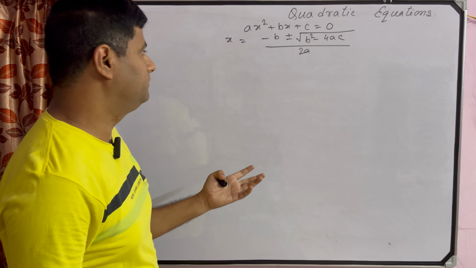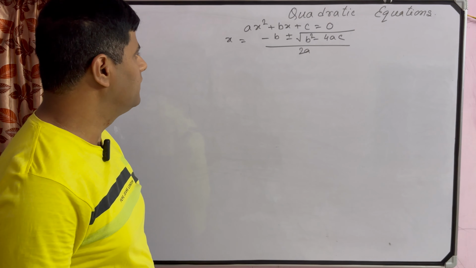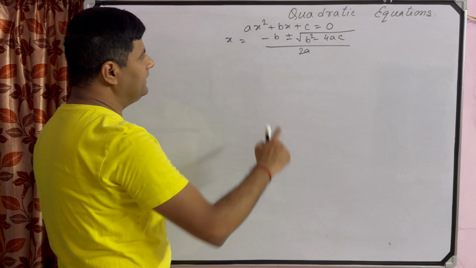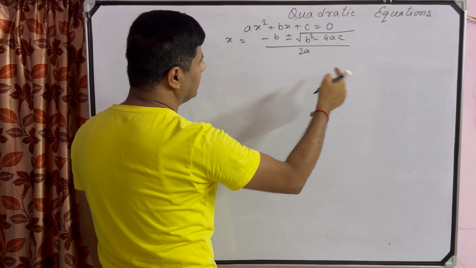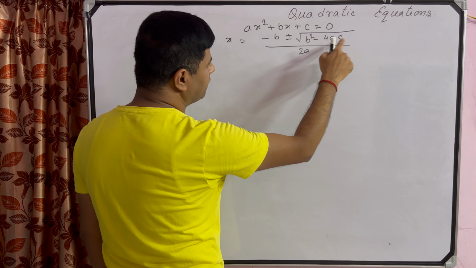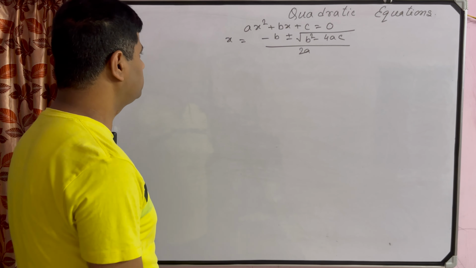I mean to say there will be two values which will be satisfying this equation. So these two roots are minus b plus root over b square minus 4ac by 2a, and another one, minus b minus root over b square minus 4ac by 2a. Now let's talk about the nature of roots. So what will be the nature of roots?